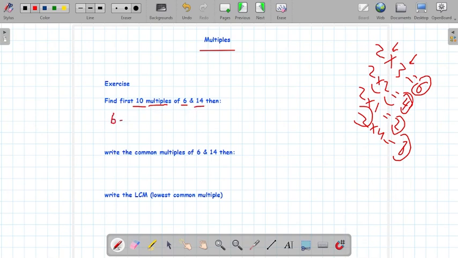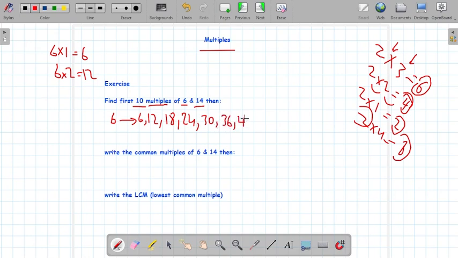So how do I do that? What is the first multiple of 6? The first multiple of 6 is the result of multiplying 6 by 1, so that's 6, and so on. The second multiple of 6 will be 12. So this is the idea. The third multiple of 6 is 6 times 3, which is 18. The fourth multiple is 6 times 4, which is 24. The fifth multiple of 6 is 30. The sixth multiple will be 36.